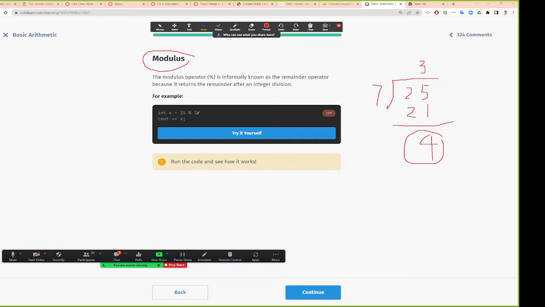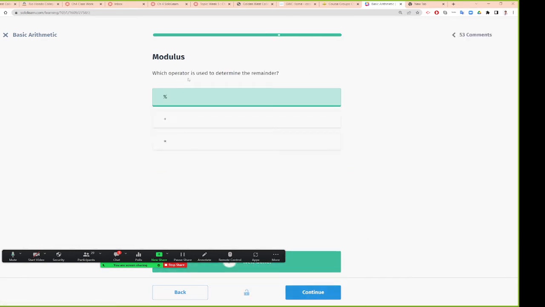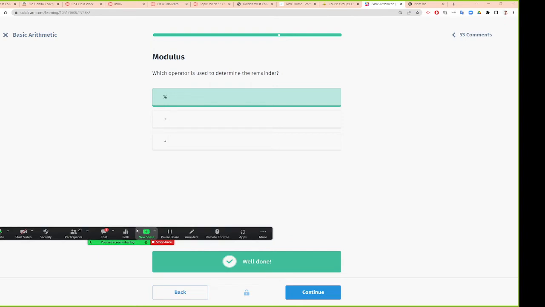Yes. Okay. So the modulus is looking for the remainder. Then we use modulus, usually when we want to put things in groups. So far, okay. Now we are going to continue. So which operator is used to determine the remainder? This percentage sign. Is that okay? Everybody doing fine right now?